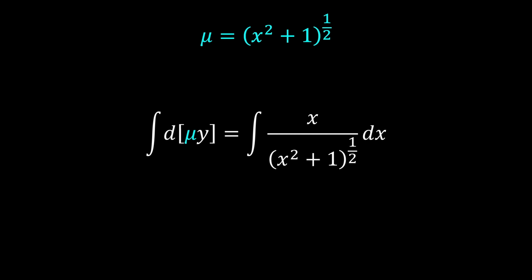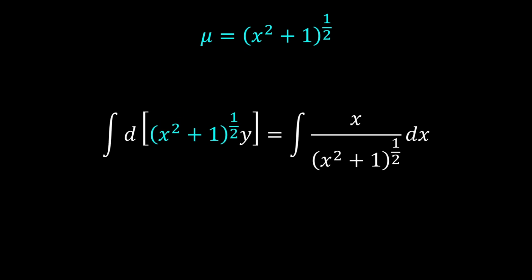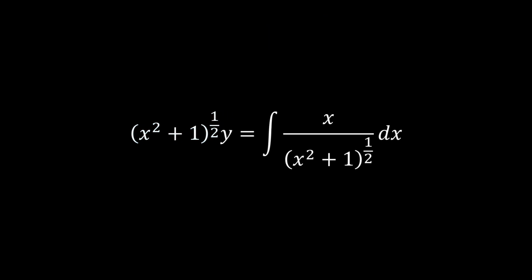But before we integrate, let's not forget to plug in our definition of mu, and mu is simply x squared plus 1 to the 1/2 power. The antiderivative of the left-hand side is very straightforward. There's really nothing to integrate. It's just the integral of this differential operator, which is simply going to be x squared plus 1 to the 1/2 times y. Now, there is an integration constant here, but we're not going to include it. We will include it when we evaluate the right-hand side, and the integration constant on the left-hand side can be absorbed into the right-hand side.